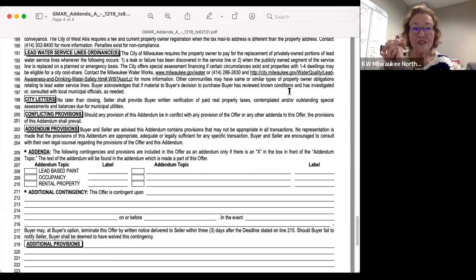No later than closing, seller shall provide buyer with written verification of paid property taxes. That's taken care of with title. Contemplated or other outstanding special assessments.